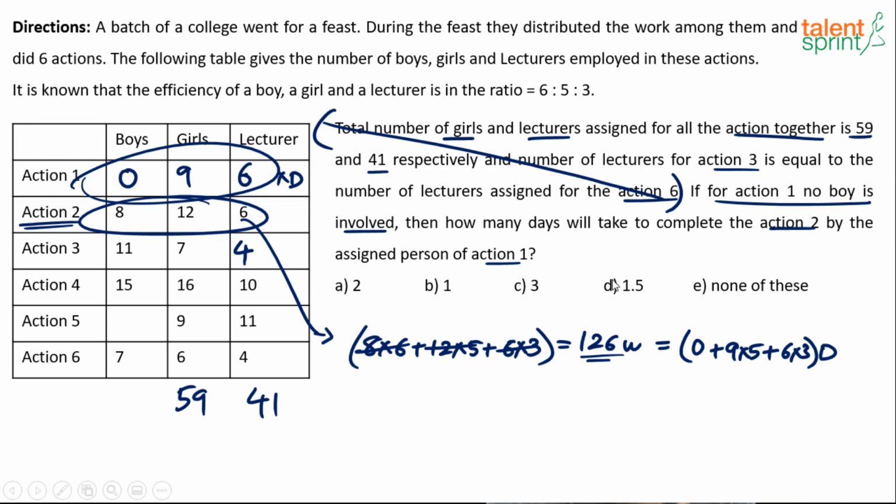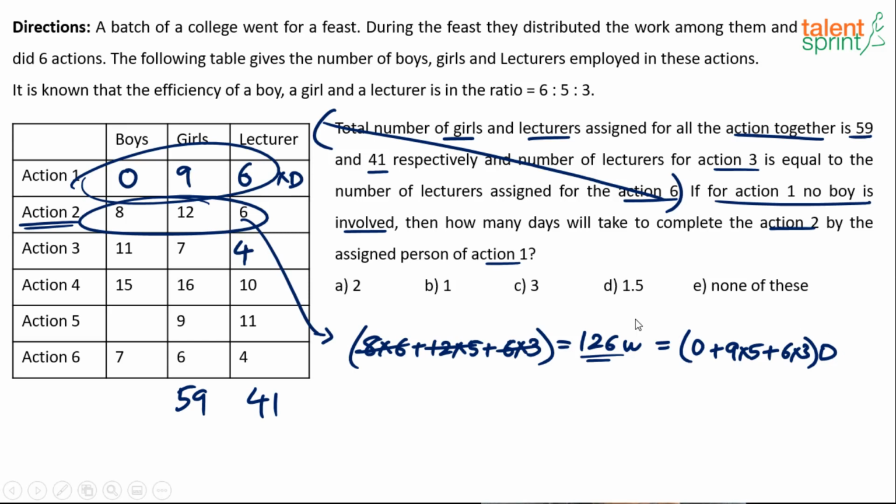Basically, we are just comparing 1 day of work. We cannot actually find out the number of days required by this action 1 group to do action 2. Total number of days cannot be estimated, but their daily capacities are being compared. What these guys can do in 1 day is 126 units. So for the same 126 units to be done by the group of action 1, how many days will be required? That's what we are trying to evaluate here.